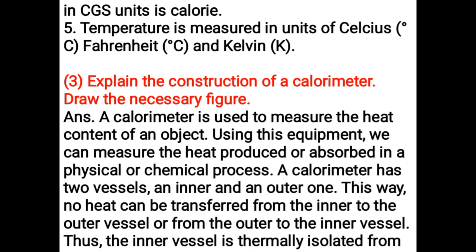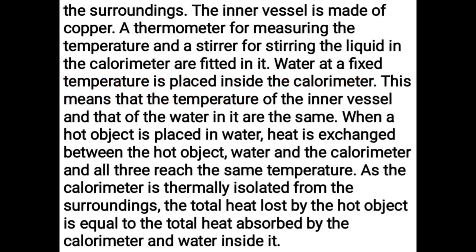A calorimeter has two vessels, an inner and an outer one. This way, no heat can be transferred from the inner to the outer vessel or from the outer to the inner vessel. Thus, the inner vessel is thermally isolated from the surroundings.